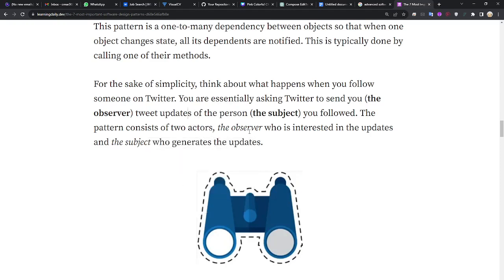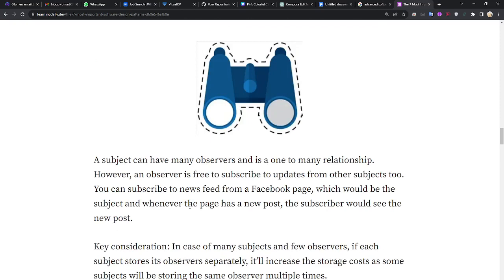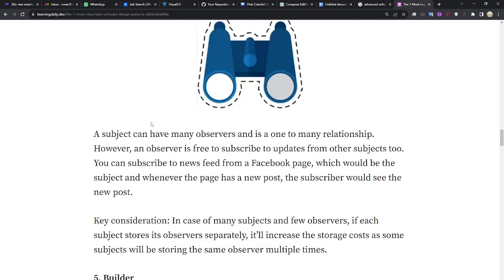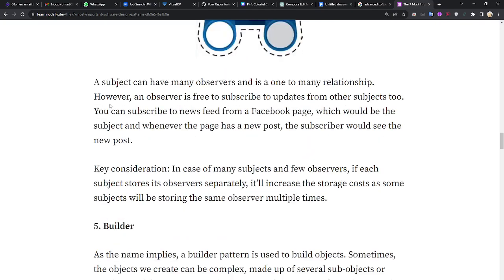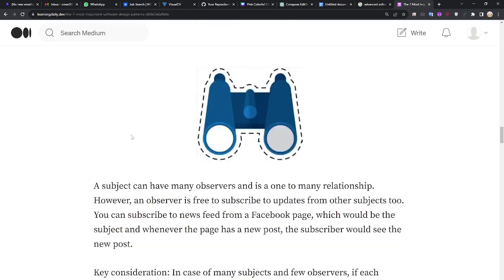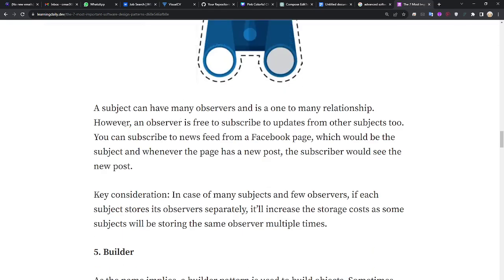ممثلين ليه. The observer who is interested in the update, الobserver المهتم بالابديتس, and the subject. والسبجكت ده اللي بيجنريت اصلا الايه؟ الابديتس. A subject can have many observers. السبجكت ممكن يكون ليه اكتر من observer. عشان كده قلنا relationship is a one to many relationship. عشان كده relationship ما بينهم one to many. However an observer، يبقى انا عندي ايه؟ subject و observers. A subject can have many observers and is a one to many relationship.